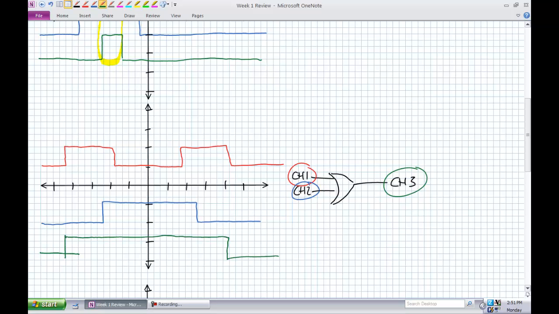Channel 3's output is high when any input is high. A is high, B is high, A is high. Or channel 1 is high, channel 2 is high, channel 1 is high. All that time, it's an OR gate. It'll give you a high output.